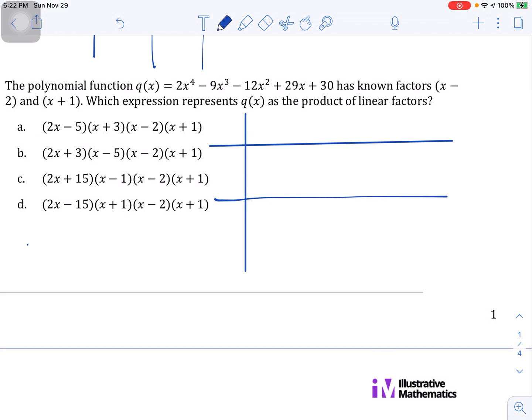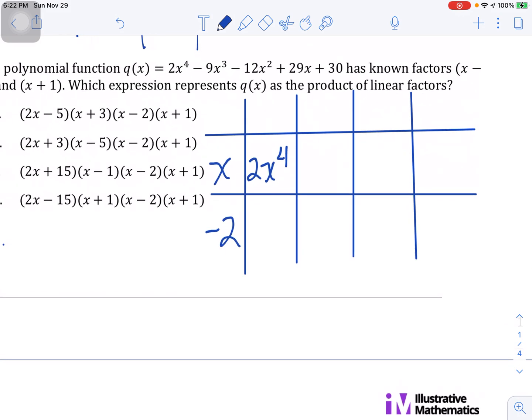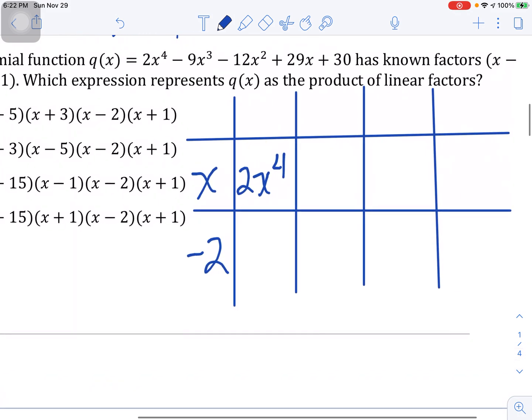And first I'm going to divide by x minus 2, so I'm going to put an x there and a minus 2 there. And let's see, set this up so I can fit them all in here. So here I want to get 2x to the 4th, and in order to get that, I'm going to multiply this by 2x to the 3rd.